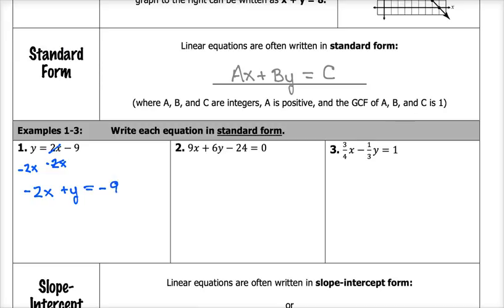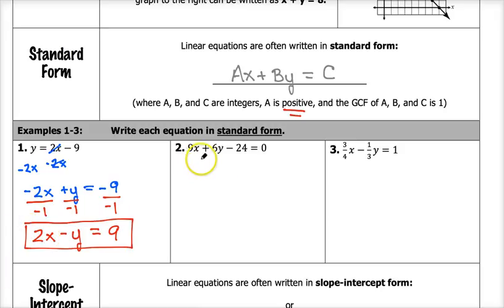Another thing about standard form is A has to be positive, and so here we see that your A value is negative 2, which is not standard form, so we have to divide everything by negative 1. Okay, we're going to divide by negative 1 in order to change the sign on that A value, and so that gives us positive 2x minus y equals positive 9. So this would be a standard form equation here.